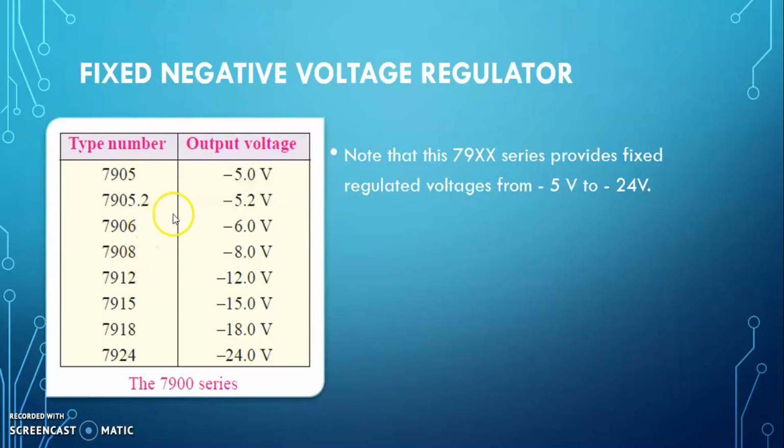Here the table gives the various 79XX series ICs and their corresponding output voltage. Here the 7905 IC gives the output voltage of minus 5 volt. 7912 gives the output voltage of minus 12 volt. Here the XX represents the output voltage.